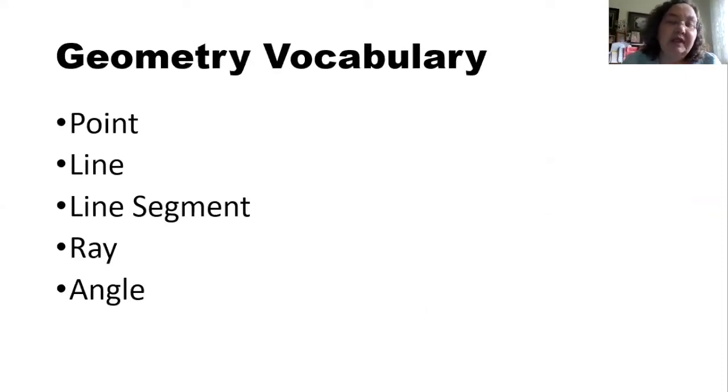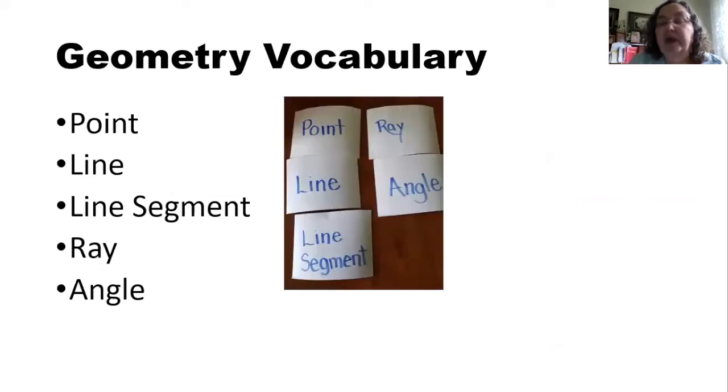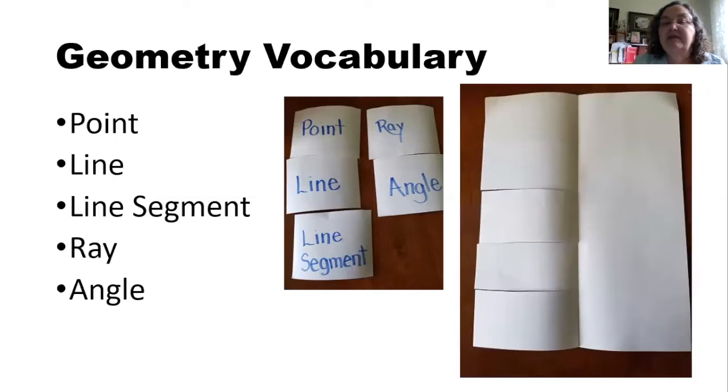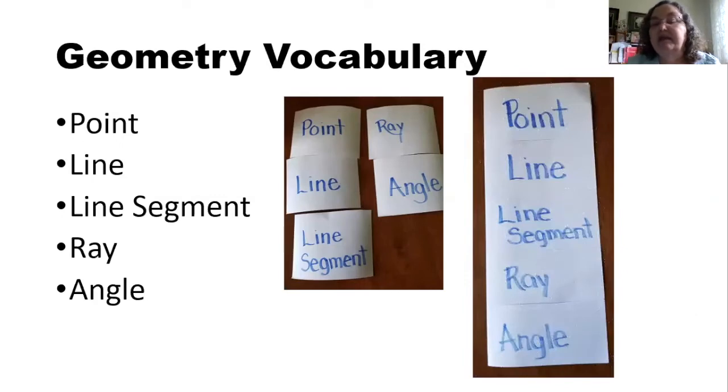So today we're really working on geometry vocabulary. And the words that we're going to use are point, line, line segment, ray, and angle. So what I would like you to do is either get five pieces of card, index cards, or like this, and you can write the words on the back on one side of each of them. Or if you would like, you can get one piece of paper and fold it in half, and then make four cuts in one side of it, so that when you fold it up, it looks like this, and you have one of the vocabulary words on each side. So take a second and do that now.